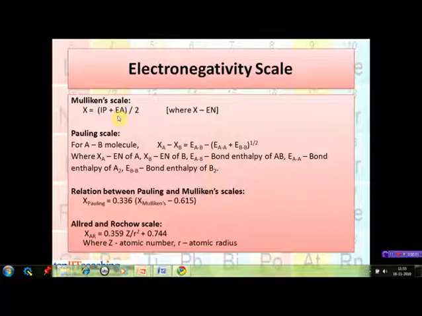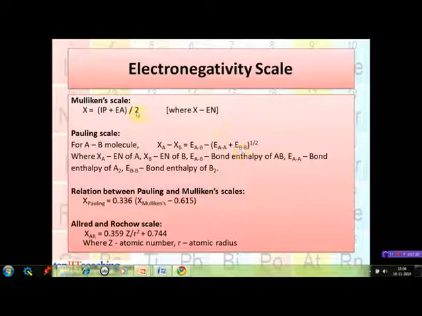Now, Pauling gave a quantitative concept of electronegativity based on bond enthalpies. According to Pauling's scale, for a molecule AB, Chi A minus Chi B is equal to E_AB minus the square root of the product of E_AA and E_BB, where Chi A is the electronegativity of A, Chi B is the electronegativity of B, E_AB is the bond enthalpy of the molecule AB, E_AA is the bond enthalpy of A2, and E_BB is the bond enthalpy of B2.